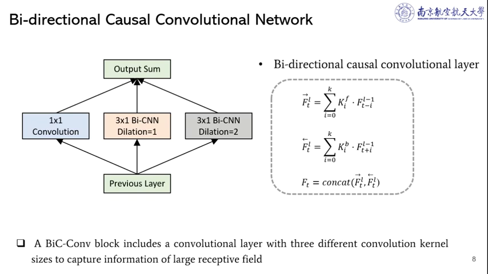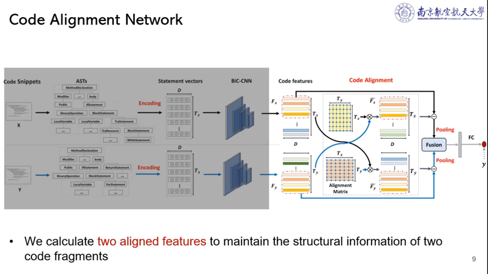Formally, the bidirectional causal convolutional layer concatenates the forward and backward directional features to obtain the output feature f, and inspired by the Inception network, we designed the block, which includes a bidirectional causal convolutional layer with three different convolution kernel sizes to capture information of a large receptive field. Finally, we propose two independent code alignment strategies to deal with the issue of code misalignment.